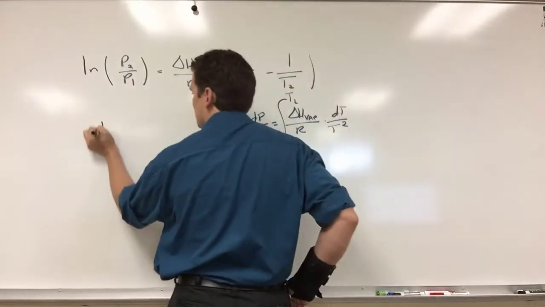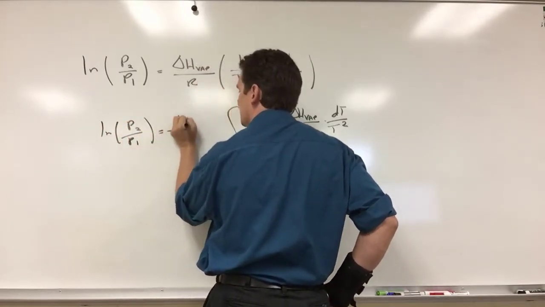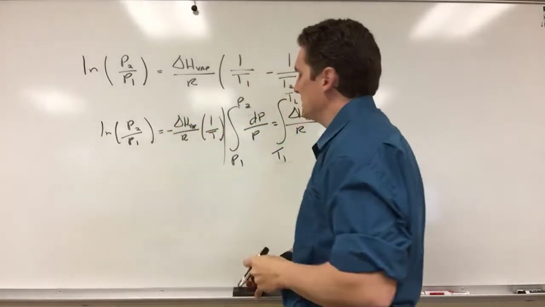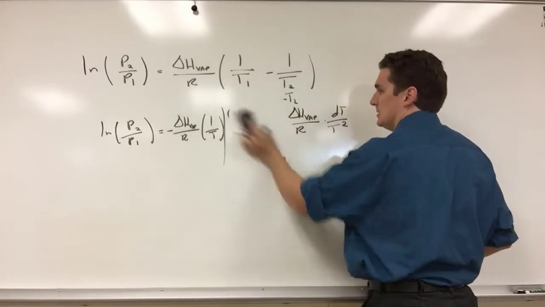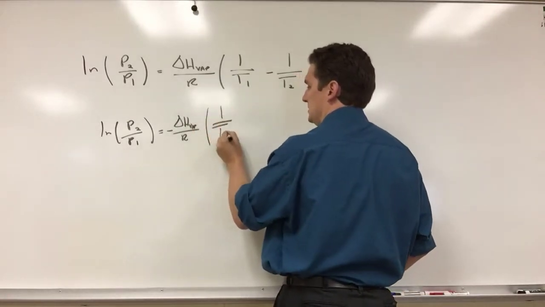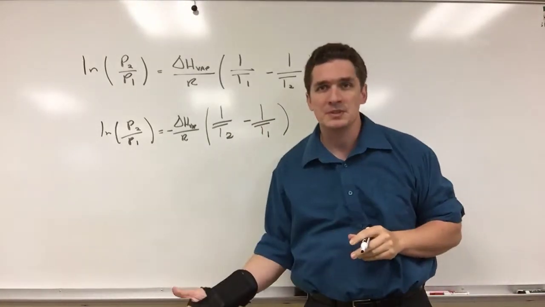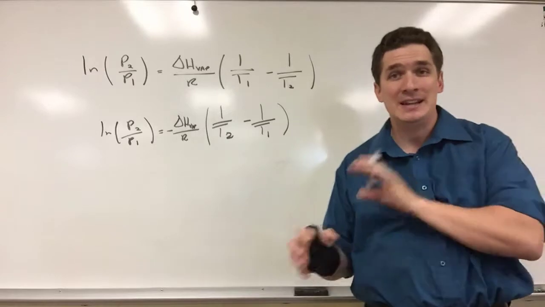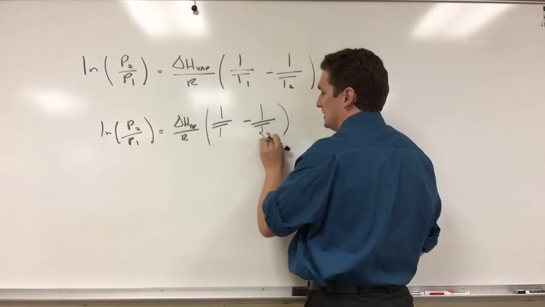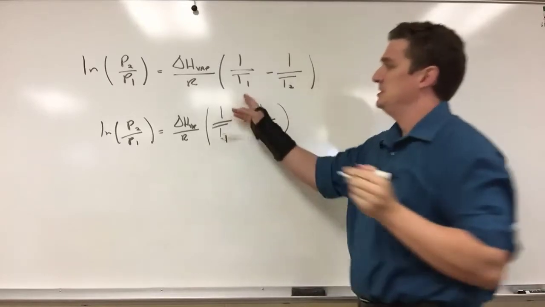When I integrate this side, I get the natural log of P2 over P1 equals minus delta H of vaporization over R times 1 over T, integrated. Sorry, I'm going to get rid of the bounds of integration here. Now, let's go ahead and work it out. 1 over T2 minus 1 over T1. Now, this is one of the most common forms of the Clausius-Clapeyron equation with this negative out front. Personally, I like to leave it out of the equations I work with. And so what I'll do is I'll distribute the negative inwards. And I'll get the relationship I have up here.